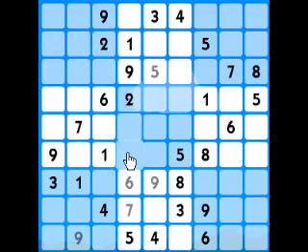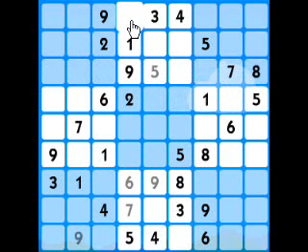Let's look at this row. We've got a 1, 2, missing a 3, 4, and an 8. Now we know that this row already has a 3 and a 4. So this one has to be an 8. Now a 3 and a 4 is going to be here. We don't know what order.